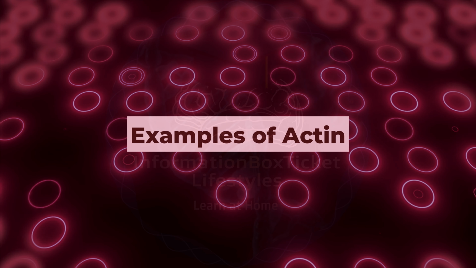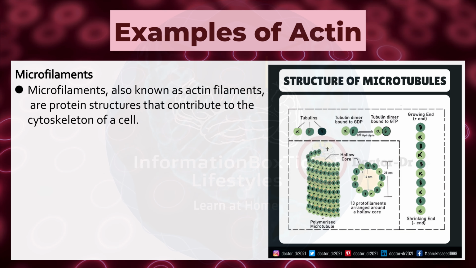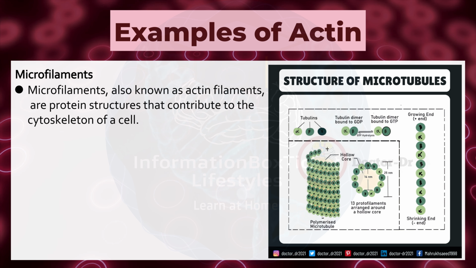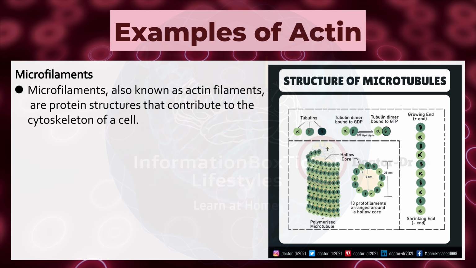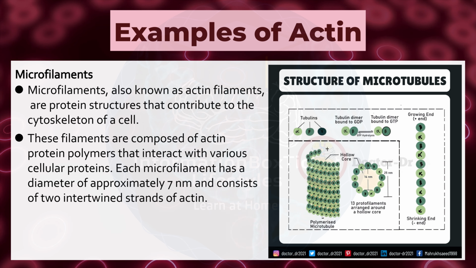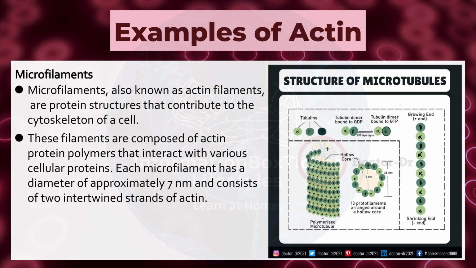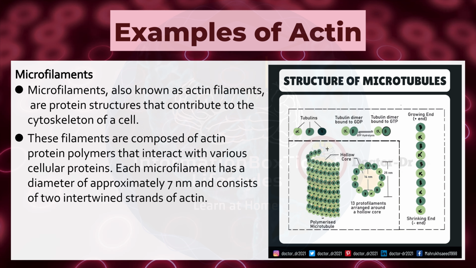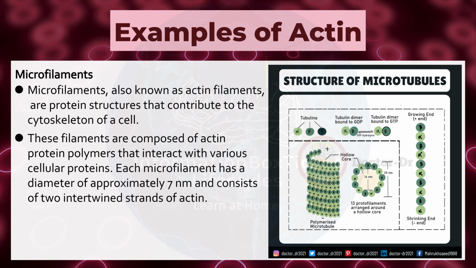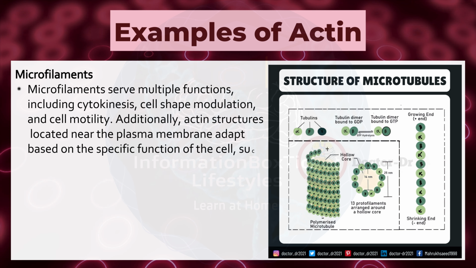Examples of actin. Microfilaments. Microfilaments, also known as actin filaments, are protein structures that contribute to the cytoskeleton of a cell. These filaments are composed of actin protein polymers that interact with various cellular proteins. Each microfilament has a diameter of approximately 7 nanometers and consists of two intertwined strands of actin.